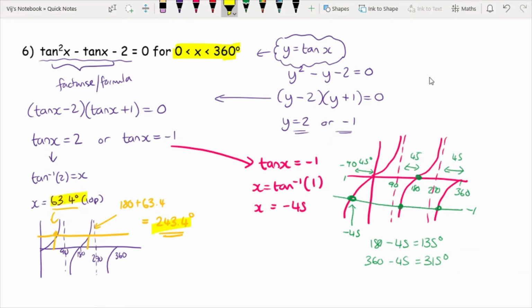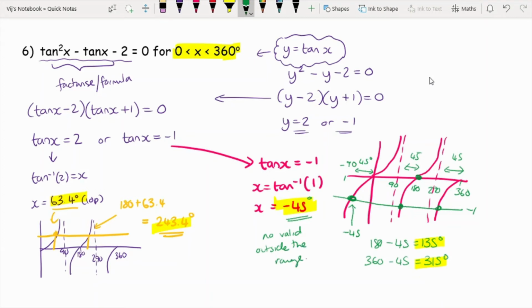So in terms of what I found out with my angles, the key thing to recognize here is that I've got a minus 45 degrees. Now this one is not going to be valid as it's outside the requested range in the question.